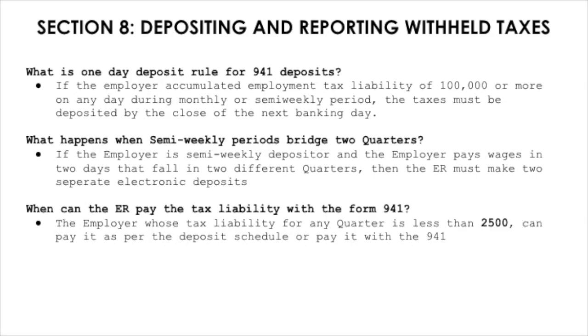When can the employer pay the tax liability with the Form 941? The employer whose tax liability for any quarter is less than $2,500 can pay it as per the deposit schedule, meaning either monthly or semi-weekly, or he can opt to pay with the Form 941. But the quarter liability should be less than $2,500.